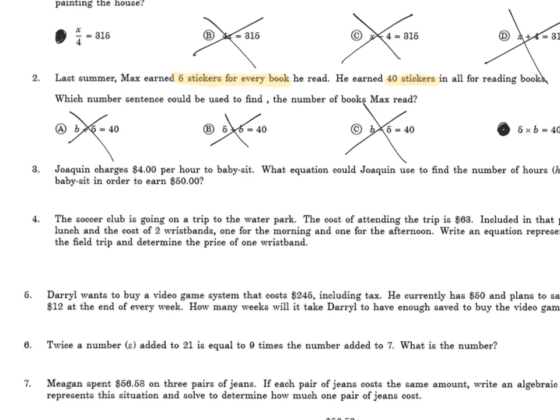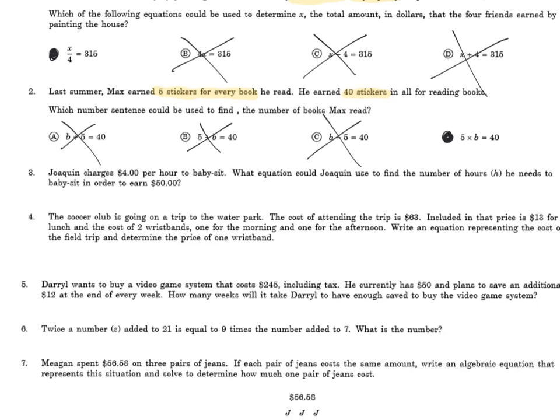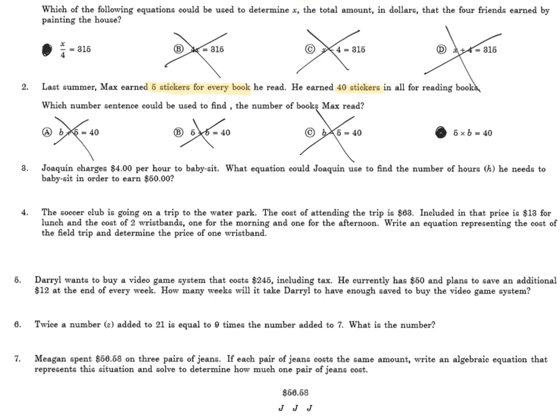Okay, so for the third one, Joaquin charges $4 per hour to babysit. What equation could Joaquin use to find the number of hours H he needs to babysit in order to earn $50? Okay, so let's go ahead and highlight. So $4 per hour, and hours is H. He needs to earn $50.